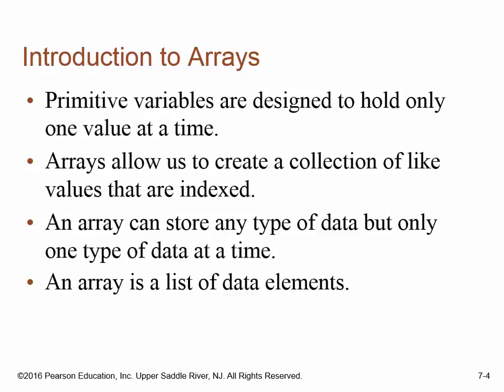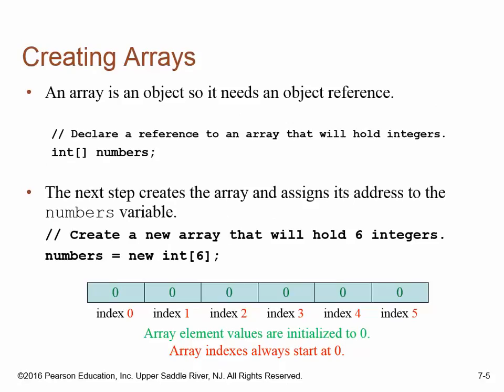As it says, arrays allow us to create a collection of like values that are indexed. An array can store any type of data, but only one type at a time. So I can have an array of strings, or an array of ints, or an array of any of those primitive data types, but I can't mix. I cannot mix, for example, a char and a boolean. I can have an array of chars or an array of booleans, but I can't mix them. And an array, as it says, is a list of data elements. Since an array is an object, it needs a reference.